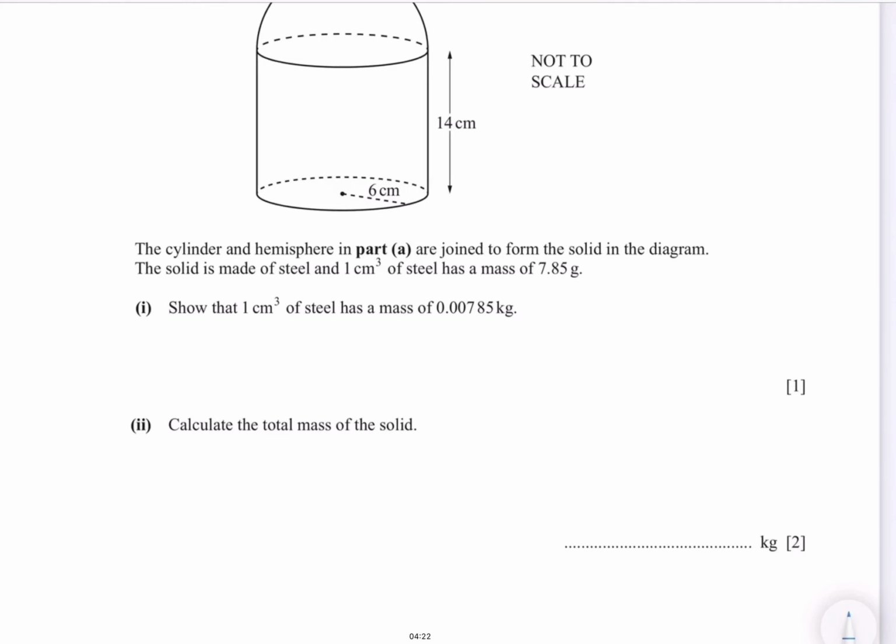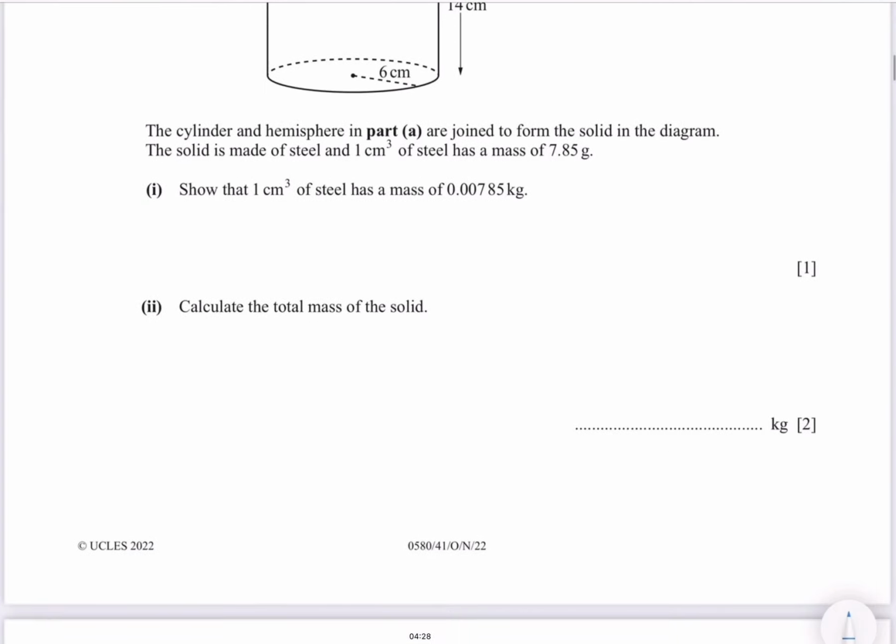In B part, the cylinder and hemisphere in part A are joined to form a solid in the diagram. The solid is made of steel, and 1 cubic centimeter of steel has a mass of 7.85 grams. In part 1, show that 1 cubic centimeter of steel has a mass of 0.00785 kg. So we have to show this value. You have to divide 7.85 gram by 1000, and that will give you 0.00785. So this has been shown. It is just a 1 mark question.